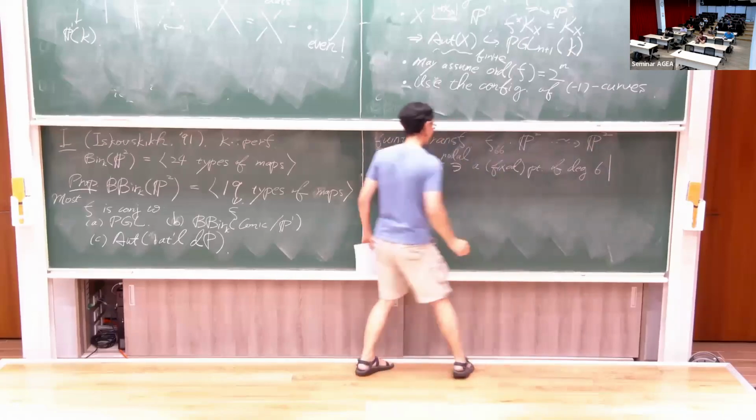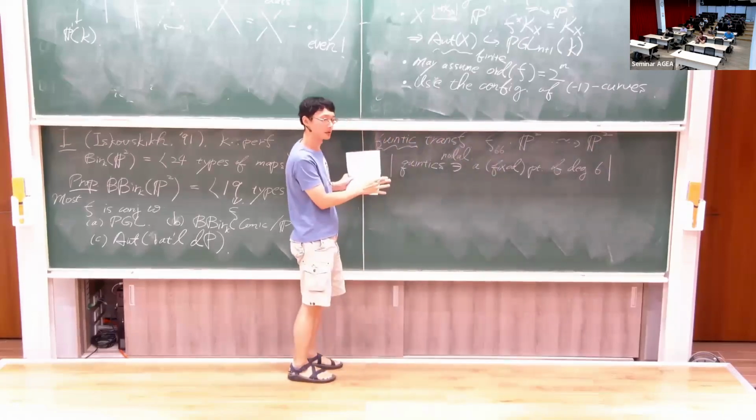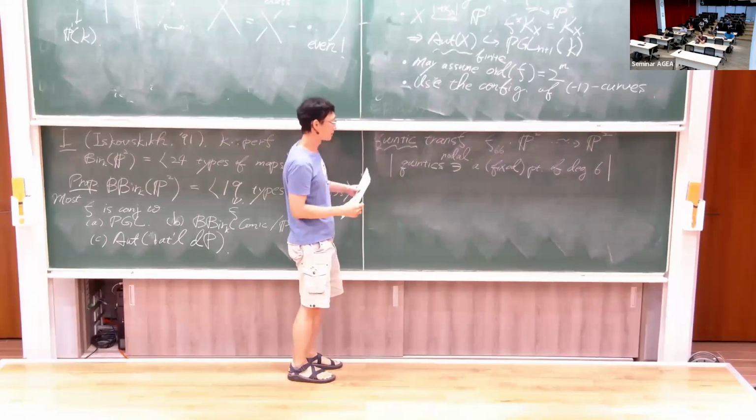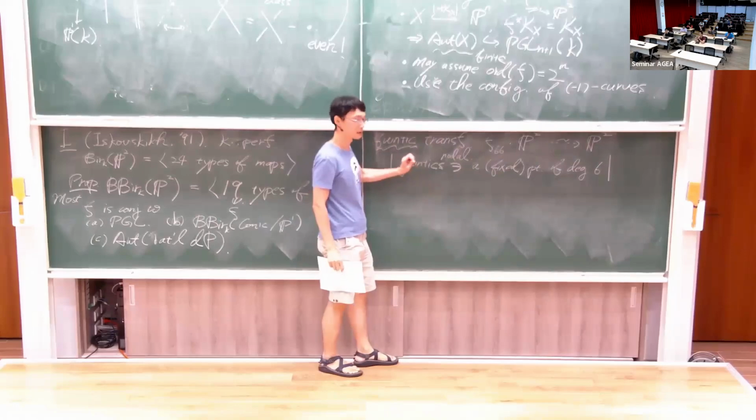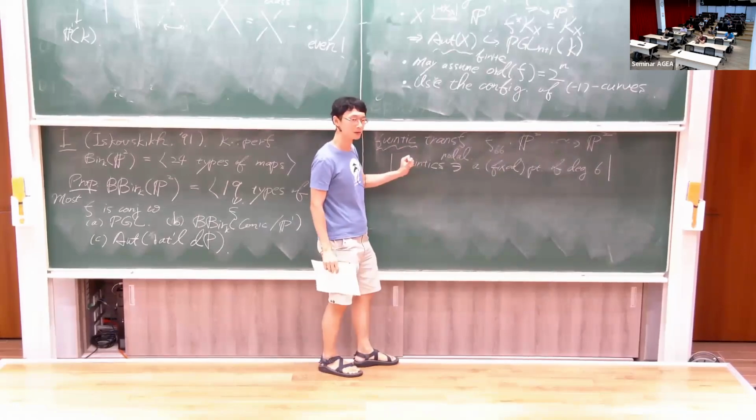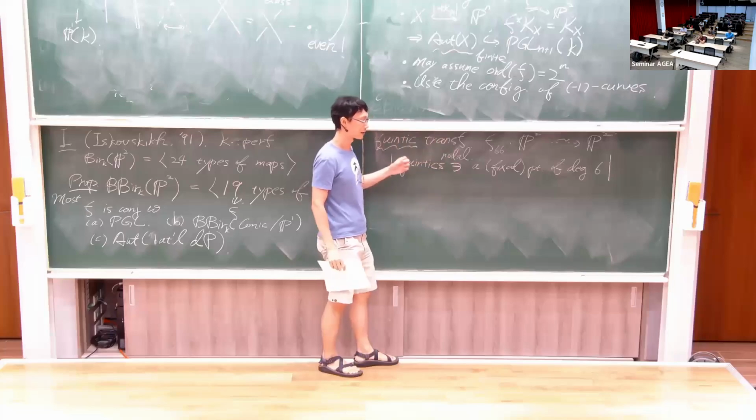Okay, so you consider a linear system. To define this linear system, first you pick a point of degree 6 in P2. A point of degree 6 is a Galois orbit consisting of 6 points. Each point is not defined over the ground field, but the whole thing you can view as a variety, or a scheme, defined over the ground field.